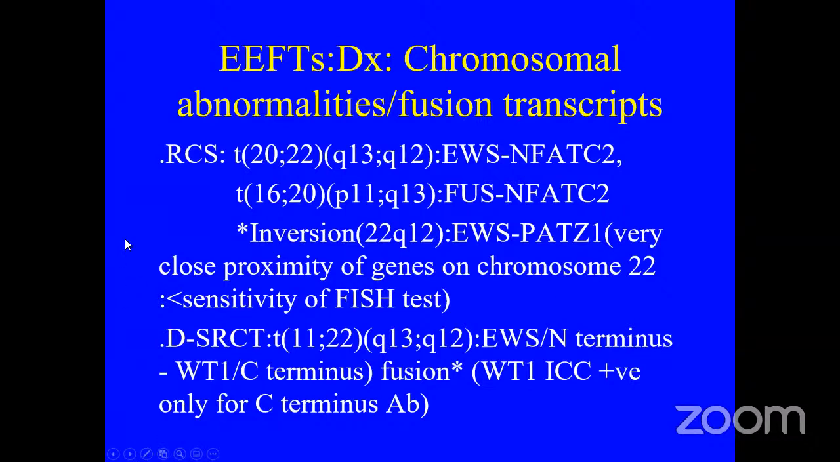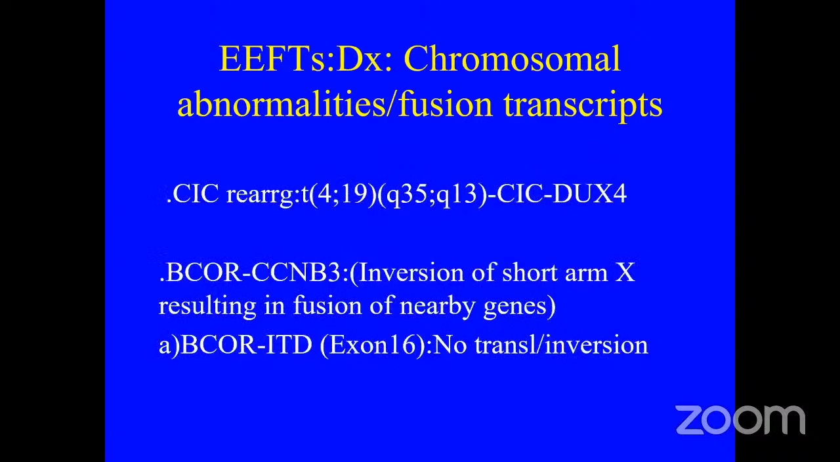There is translocation in desmoplastic small round cell tumors, and the point that I want to make is there is fusion between the C-terminus part of WT1 gene and EWS gene. So the last one is the CIC rearranged sarcoma, in which this is the translocation, and the commonest partner is DUX4. In a previous slide, I had shown you other partners. There are a number of partners which have been described in the literature.